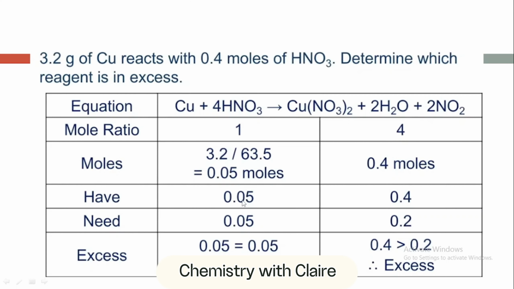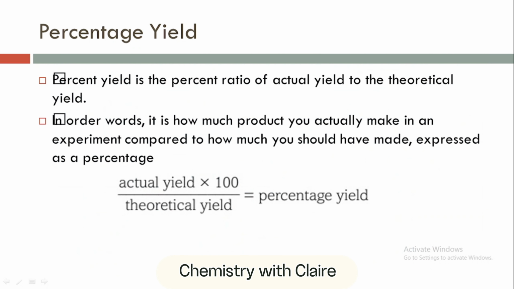Once you have the number of moles, you can check with the molar ratio which one is in excess. So you have 0.05 and 0.4, and you need, according to the molar ratio, 0.05 moles for copper. You will be needing 0.2 moles of nitric acid. So it is visible from this how you have more nitric acid. So nitric acid is in excess, and on the other hand, your copper is the limiting reagent.